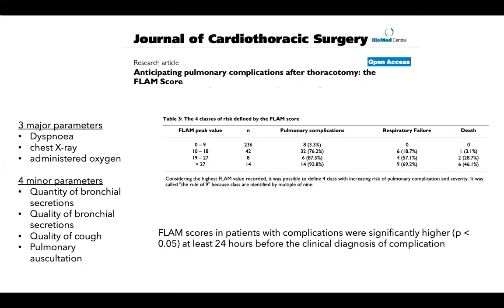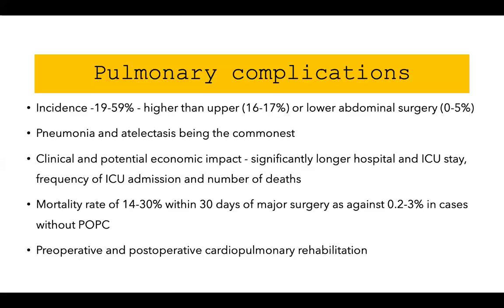Can you identify high-risk patients? Yes, there is a way to identify or anticipate pulmonary complications after a surgery, something called FLAME score. It has major and minor criteria: three major criteria like dyspnea, chest pain, and administration of oxygen, and four minor criteria like quantity of the bronchial secretion, quality of the bronchial secretion, quality of the cough, how much the patient is able to cough, and quality of pneumothorax. So, what are the pulmonary complications?